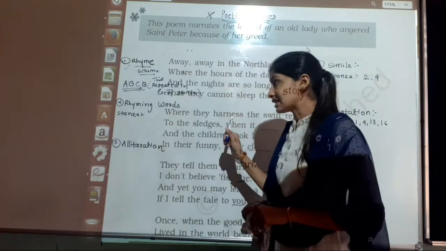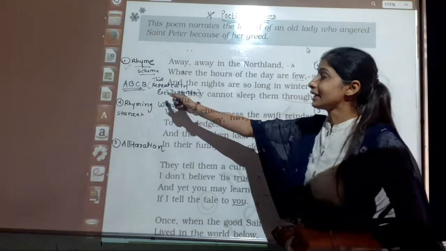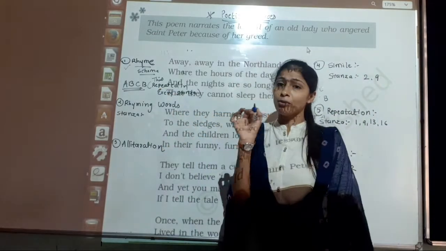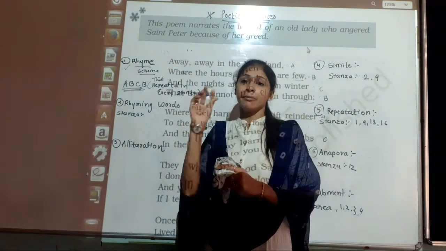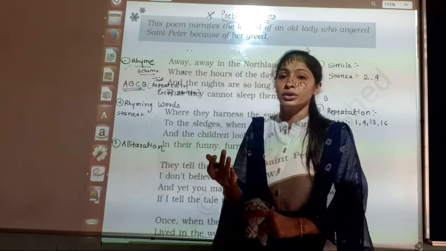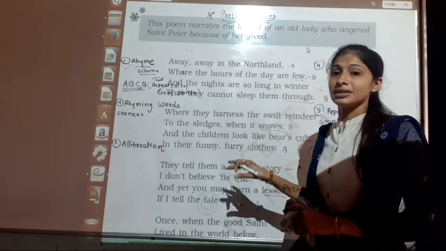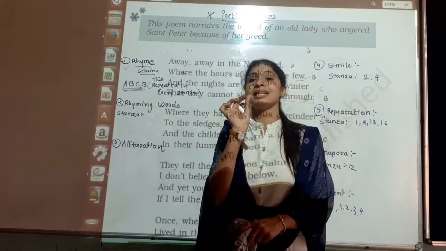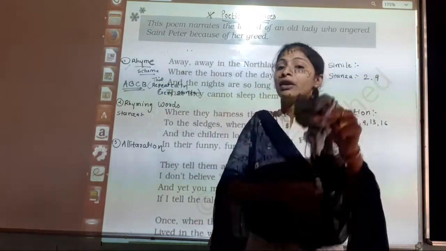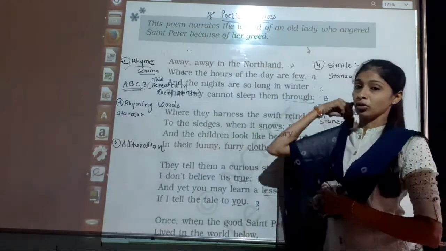So in every stanza this rhyme scheme followed. That's why in the bracket you will write that in every stanza A, B, C, D this rhyme scheme is followed. It means repeated. It is used the same as in the first three stanzas. So A, B, C, D is the rhyme scheme of this poem. Which poem? A Legend of the Northland.